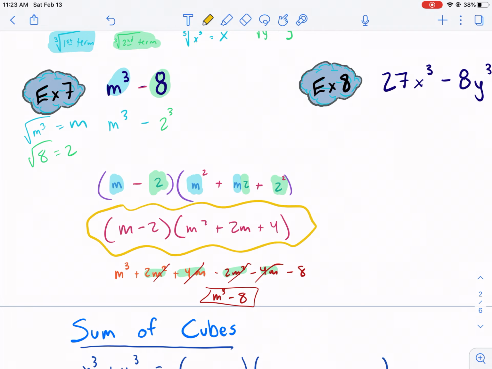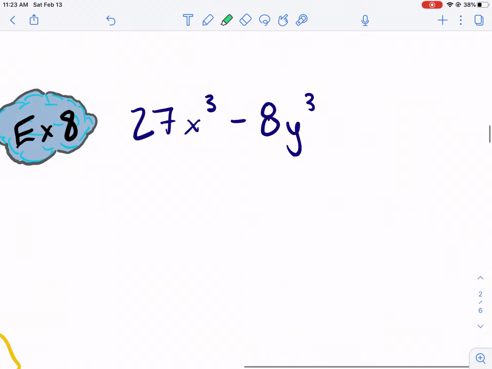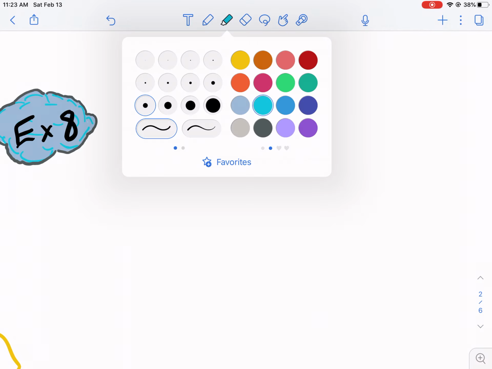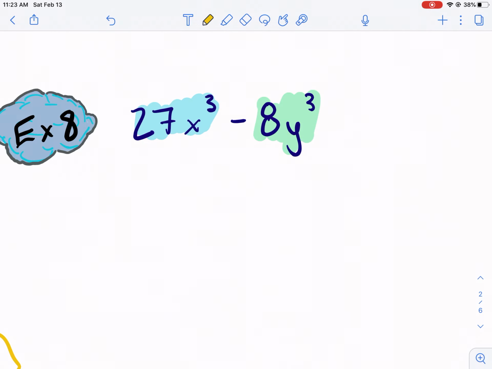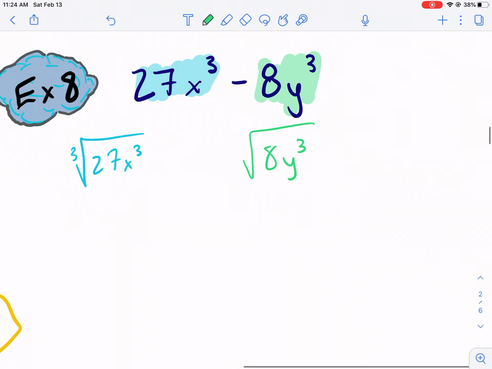All right, now here's our next one. We have our first term here, it's all of this. Then we have our second term here, it's all of that. So we have to take the cube root of 27x cubed, and we have to take the cube root of 8y cubed. What happens when we take the cube root here? The cube root of 27 is 3, and then the cube root of x cubed is x. So this is going to be our first building block. Then we have the cube root of 8, which is 2.